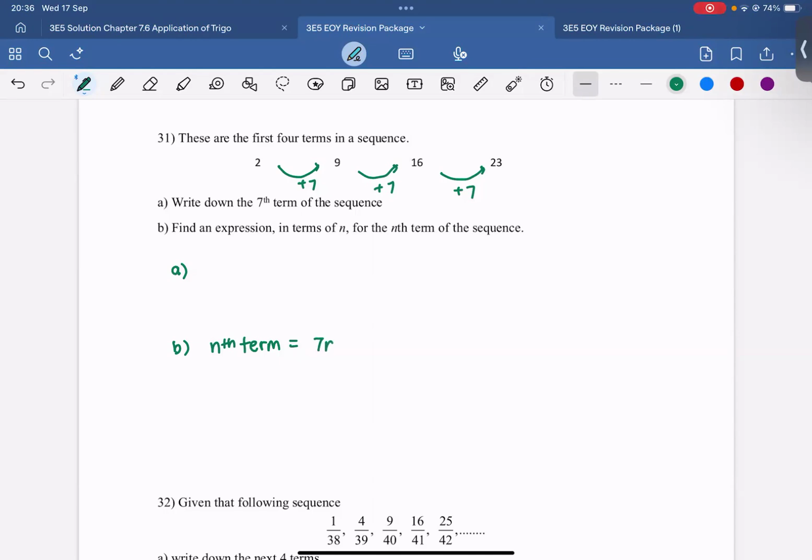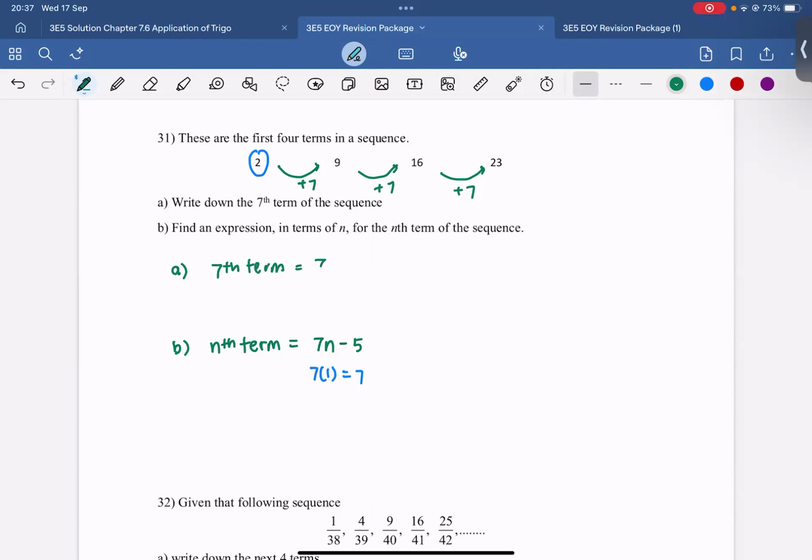+7 means surely you have 7n. +8 means surely you have 8n. +9 means you have 9n. Now you put n is 1 inside. 7 times 1 is 7. However, you need to get 2. So what do you do? Never mind. Raiden, do what? Anybody? -5. -5 to make the 2 appear. That's all. Okay, they want the 7th term.